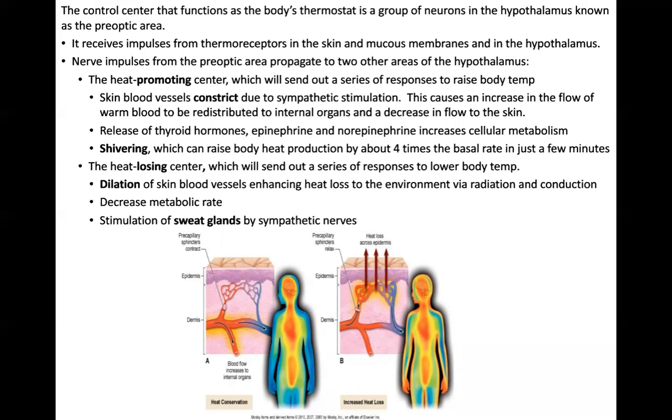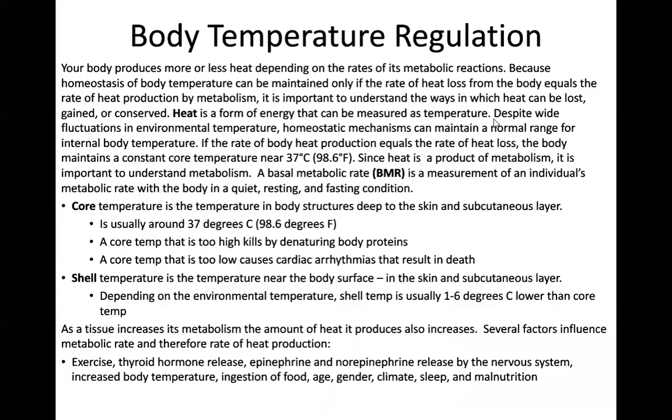So this is what we do when we get cold. And what's the most obvious thing that we've talked about that we do when we get cold? We shiver. And that's just one thing that we do. Shivering does increase body heat production by about 4 times the basal rate in just a few minutes. So it's super effective. But there's also what we call non-shivering thermogenesis, which is where we release some hormones, T3, T4, epi, norepi, because they increase cell metabolism. And as I just said, any increase in metabolism results in an increase in heat production.